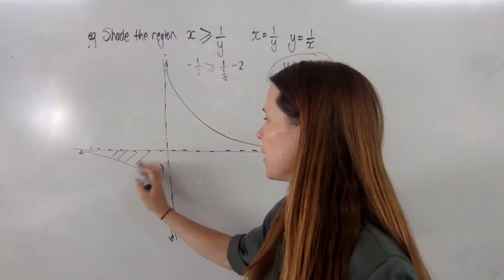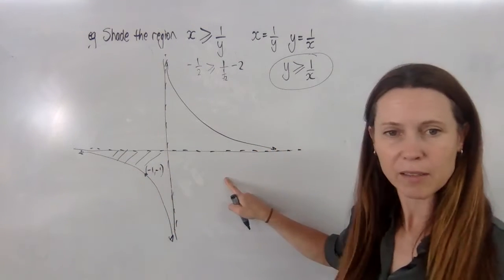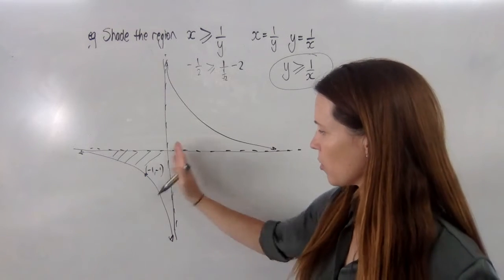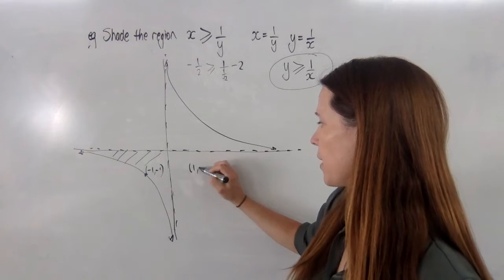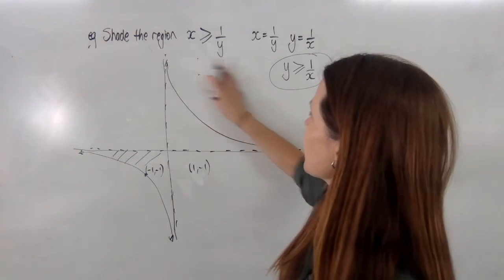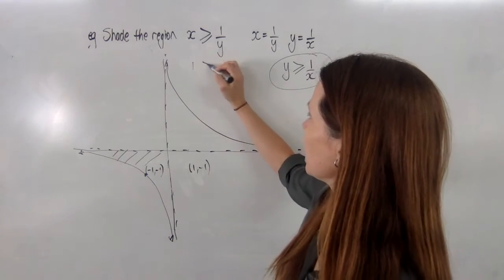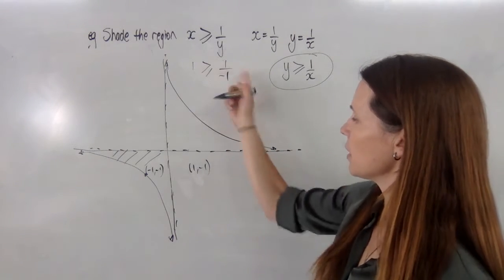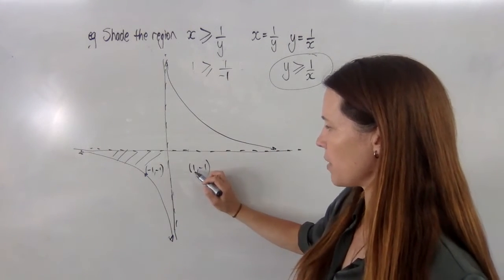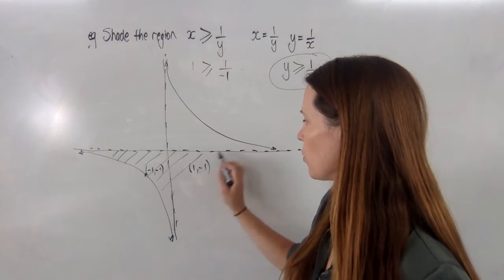So that gives me an indicator. Now, am I going to keep shading? Let's double check. Are we going to shade across that asymptote? Well, let's sub in a point like, say, 1, -1. When x is 1, is that greater than 1 over -1 or equal to it? Yes, it is.